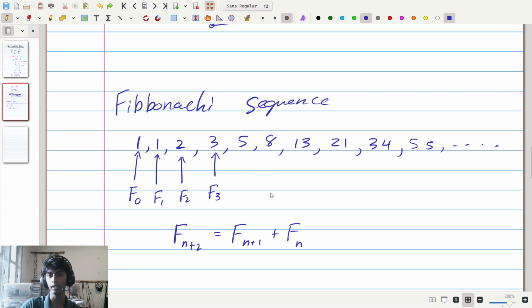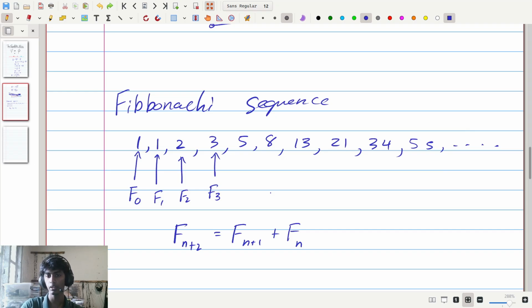How do you find it? Well, as we get larger and larger terms here, the ratio of each consecutive term is going to be approaching the golden ratio. 55 divided by 34 is close to the golden ratio. The next term after this is going to be 89. 89 divided by 55 is going to be approximately the golden ratio. As you get further and further right, this approximation gets better and better.